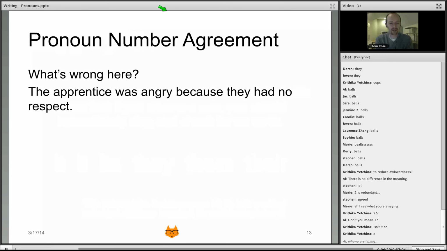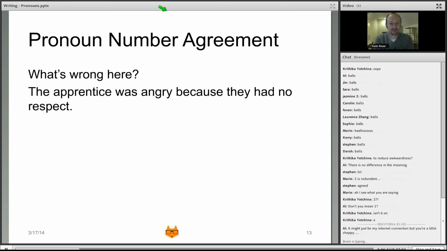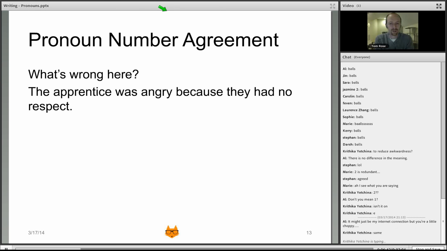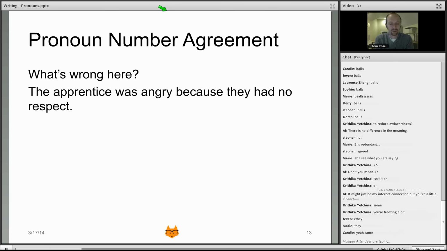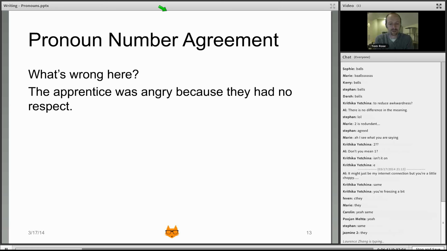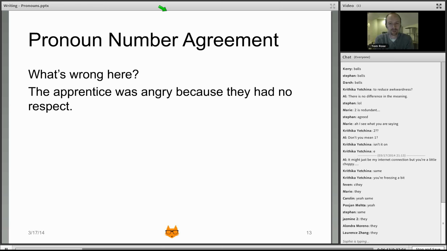Now, let's talk about some of the common error types. So, the N in NAC is number agreement. What is wrong here? Sounds like you guys are having some trouble with connection.